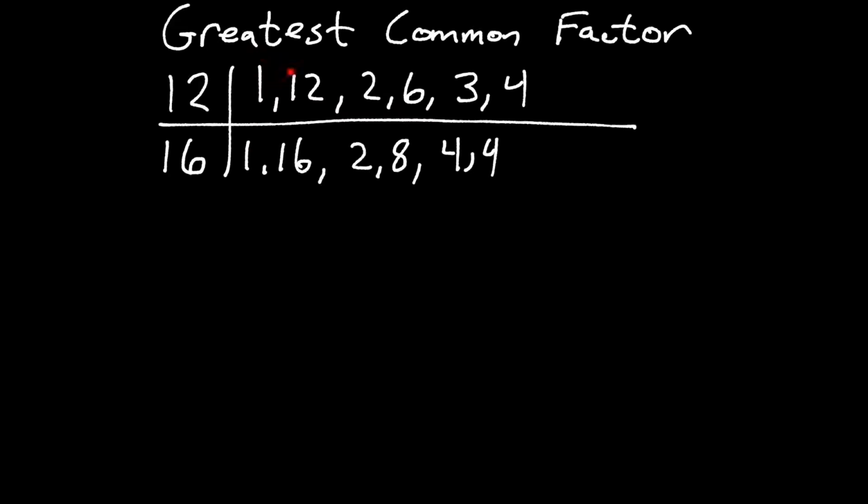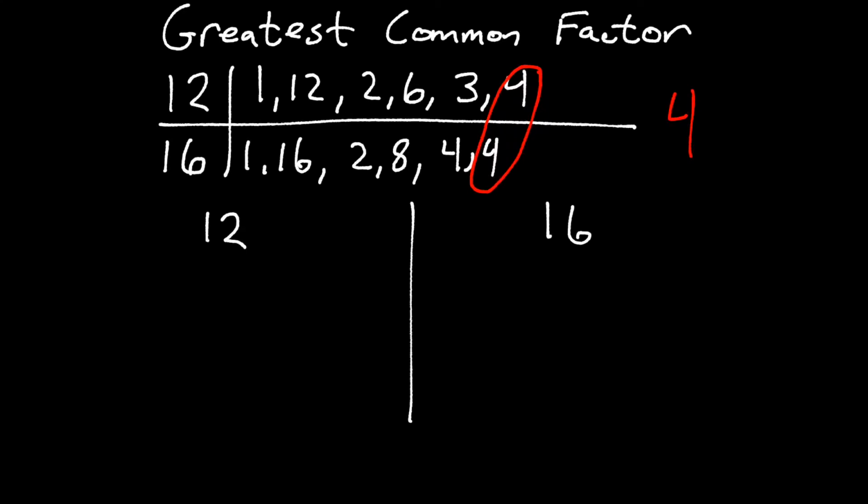So, look at your factors. What do they share? They both share a 1, they both share a 2, and they both share a 4. It doesn't matter which one you choose. So, since they both share a 4, and 4 is the biggest number, 4 is their greatest common factor. If you were to use the factorization tree route, like we saw before, we'll split up our numbers using factorization trees into their prime factors.